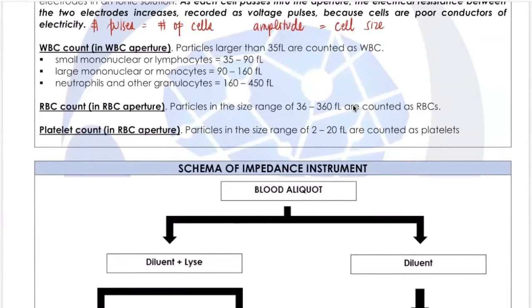Okay? So for the WBC count muna, yung mga lymphocytes or small mononuclear cells are the ones counted between 35 to 90 femtoliters. Large mononuclear cells or monocytes, nasa 90 to 160 femtoliters sila. And yung mga neutrophils natin and the other granulocytes, namely yung eosinophil at basophil, they are in the range of 160 to 450 femtoliters. Okay? Yung red blood cell is of course counted in the RBC aperture.